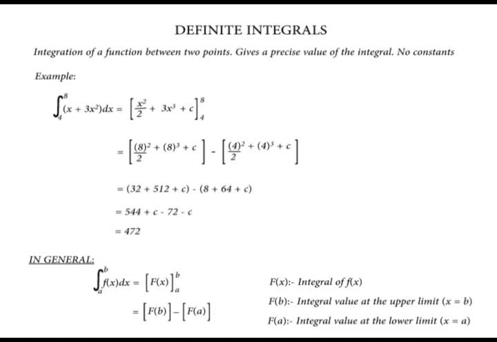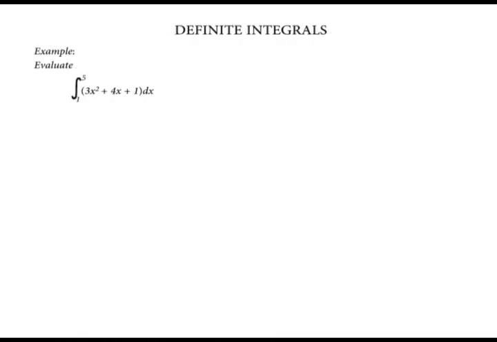Let's take a few examples. First one, evaluate the integral of 3x squared plus 4x plus 1 with respect to x from x equals 1 to x equals 5. So 1 is the lower limit and 5 the upper limit. We find the integral and write the limits in square brackets. So the integral of that will be x cubed plus 2x squared plus x in square brackets, and we put the limits. By now you know how to integrate.